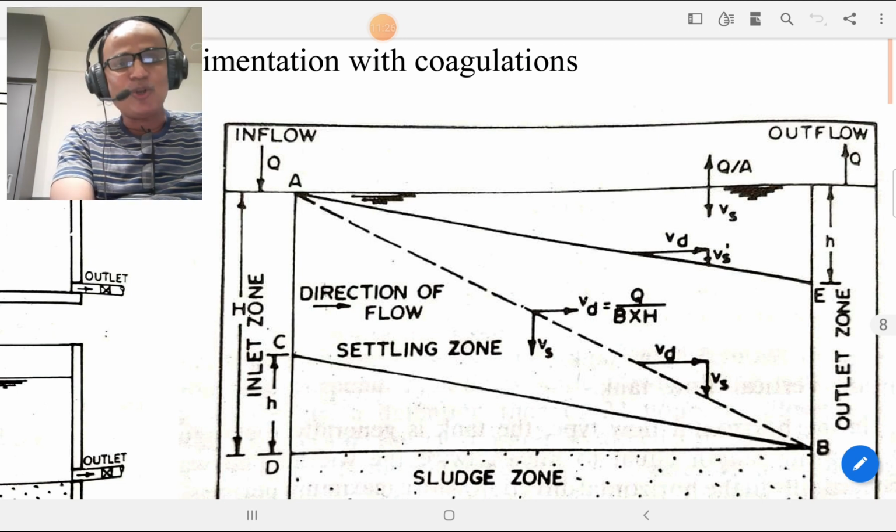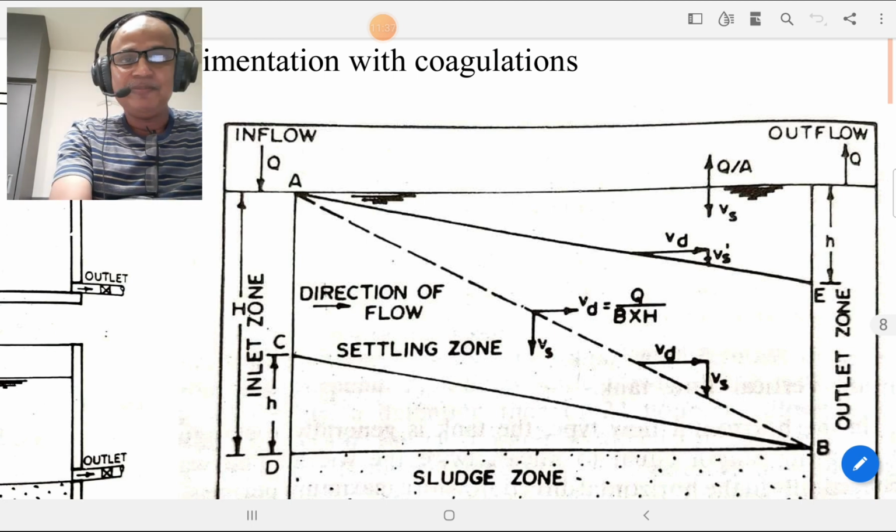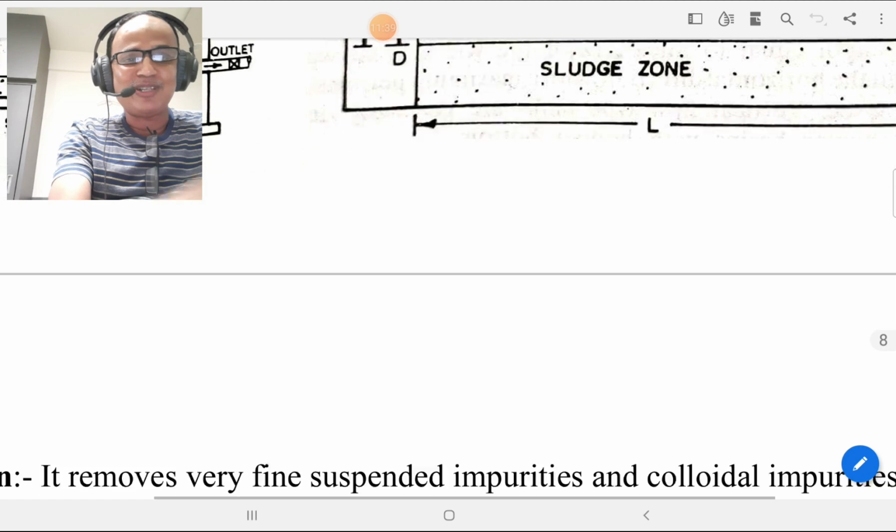This figure is very important, that is sedimentation with coagulation, and it is asked all the time in the competitive type of examinations, with the particles and their velocities and how they settle in the sedimentation tank. The direction of flow is also important.